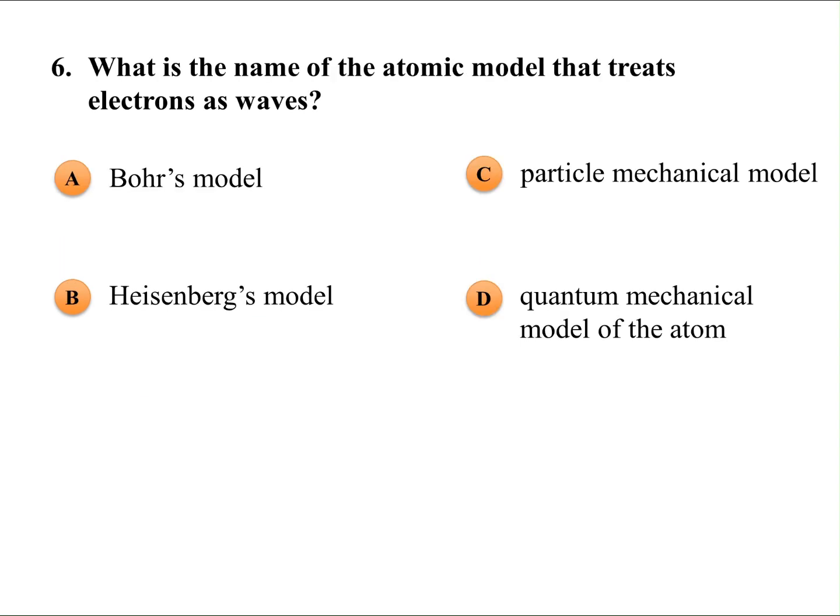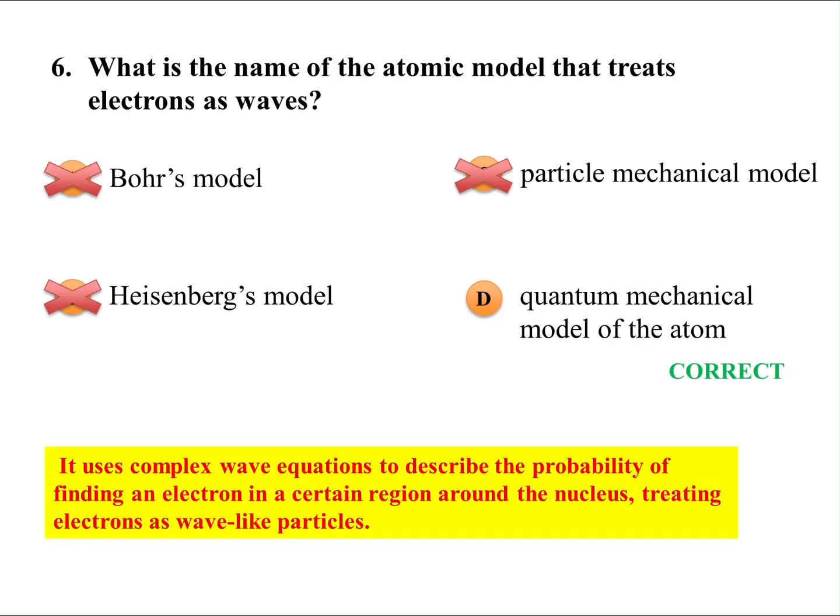What is the name of the atomic model that treats electrons as waves? Of course, it's the quantum mechanical model of the atom, because it uses complex wave equations to describe the probability of finding an electron in a certain region around the nucleus, considering electrons as wave-like particles.